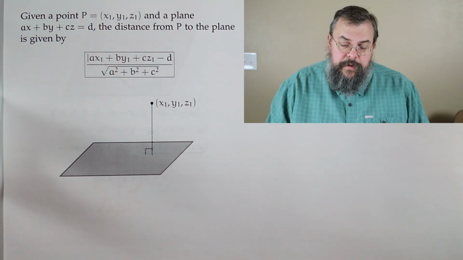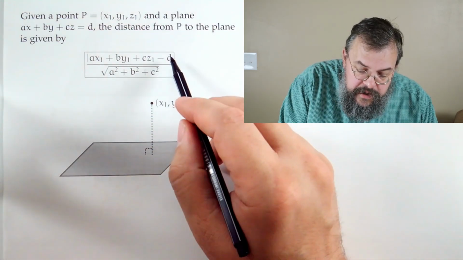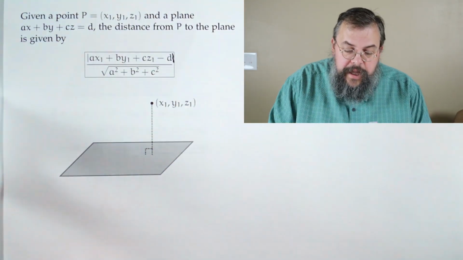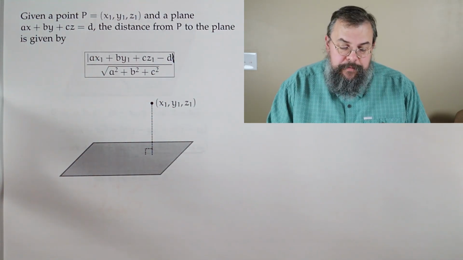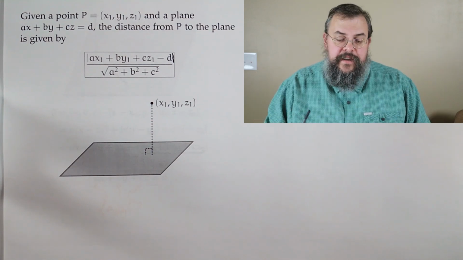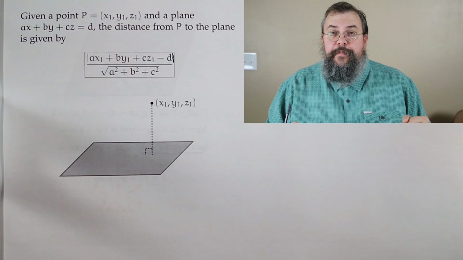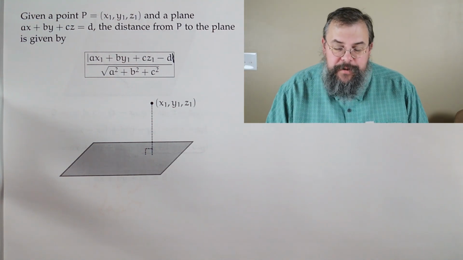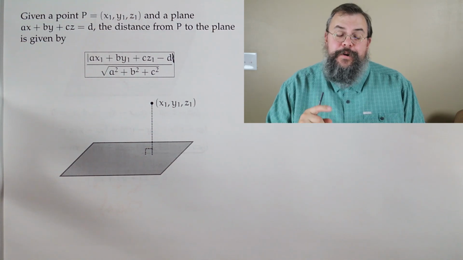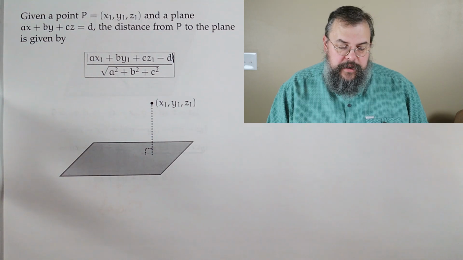And we actually have the answer, other than, whoops, I missed an absolute value sign. There we go. Now we have the answer: ax1 plus by1 plus cz1 minus d. Whatever that is, take the absolute value of that, divide by the square root of a squared plus b squared plus c squared. And you're probably thinking, well, of course it is. Ha-ha. Well, maybe that's not so obvious. We're going to figure out why this is true and go through the argument here.